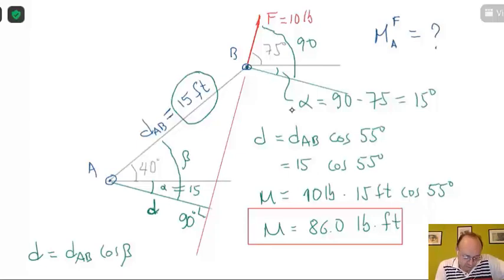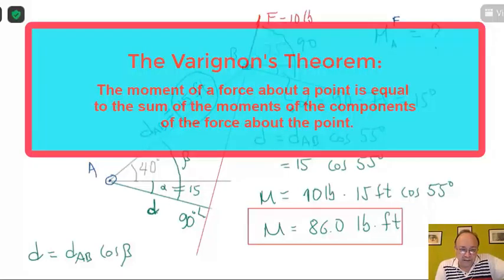But we can make use of a tool that is called the Varignon theorem that tells that the moment of a force with respect to a point is equal to the summation of moments of all the components of that force with respect to the same point. I repeat, the moment of a force with respect to a point is equal to the summation of the moments of the components of the force with respect to that point. So let's make the same example by using that theorem.